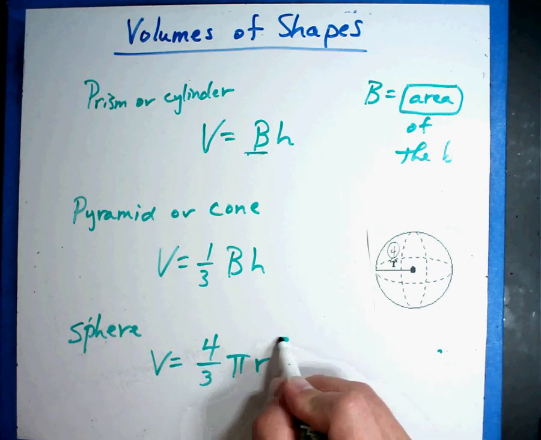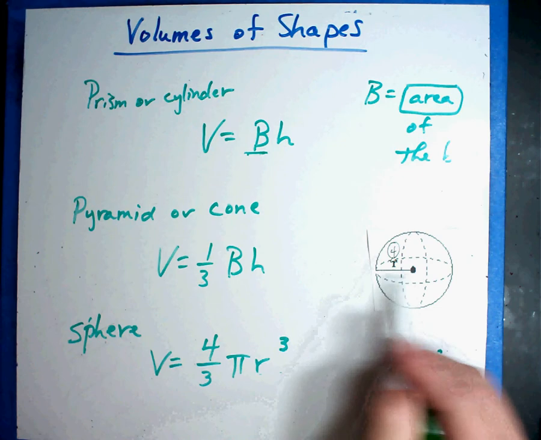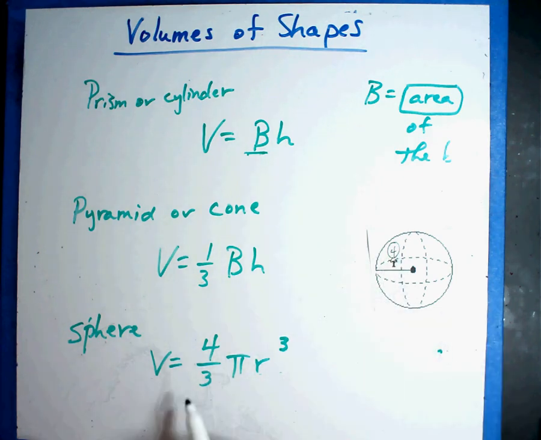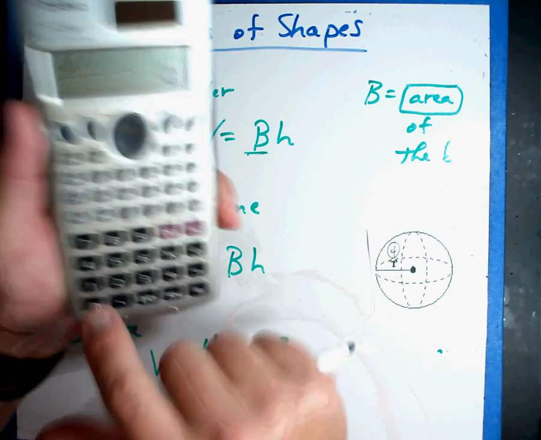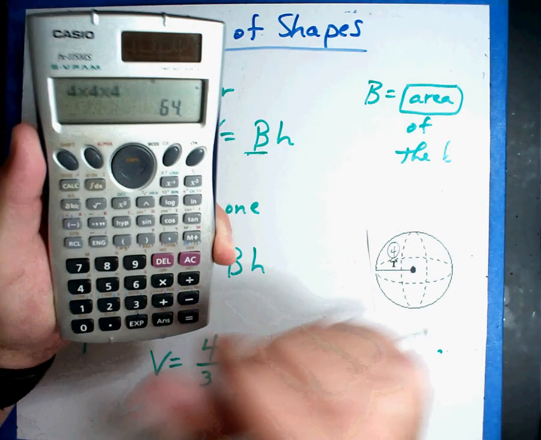Now be very careful. All the others are squares. This one is cubed: pi r cubed. Let's do this one. We have a radius of 4 written in right here. So let's just work the problem. It's going to be 4/3 times pi times 4 cubed. That's 4 times 4 times 4. I'm going to be careful and use my calculator. 4 times 4 times 4 is 64.